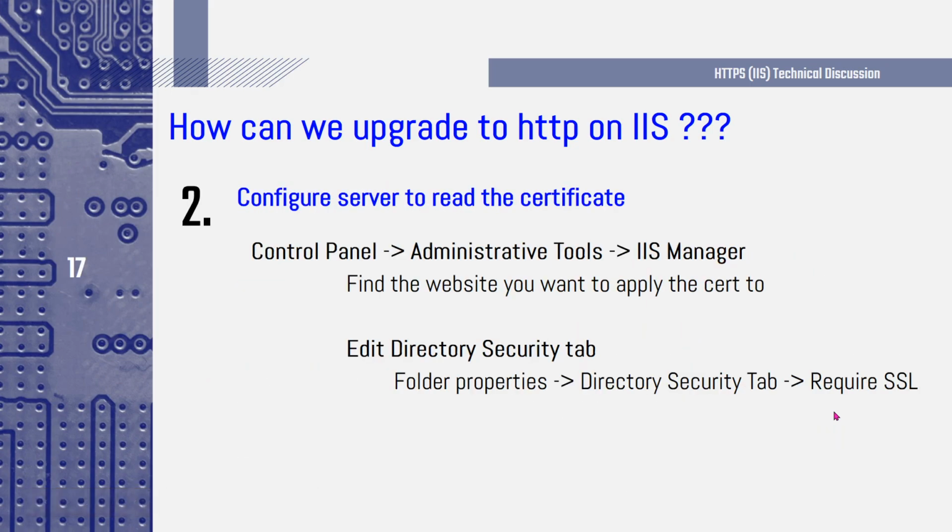Then, once we have the certificate from a CA, we will want to configure the server to read the certificate. And here are some steps so we can do that. We'll basically want to use the IIS manager and edit the directory security tab.